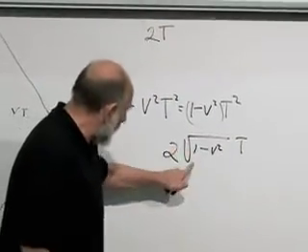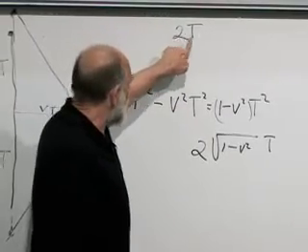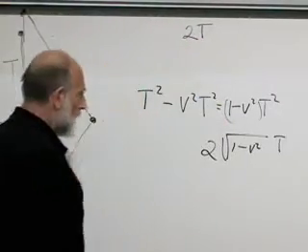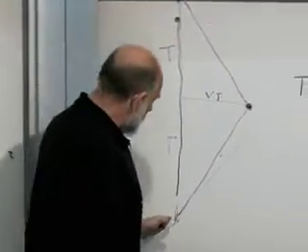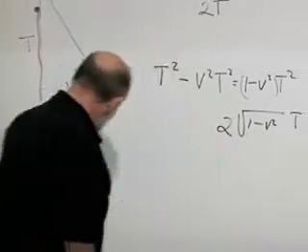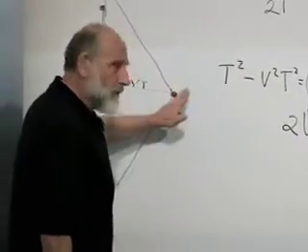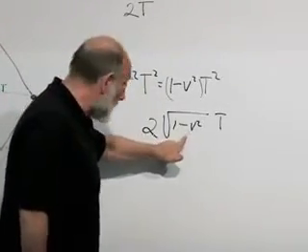Twice t times the square root of 1 minus v squared, as opposed to just twice t. Right? Which one is smaller? The smaller proper time is associated with the twin who got shot out and came back. Why? Because 1 minus v squared is smaller than 1.